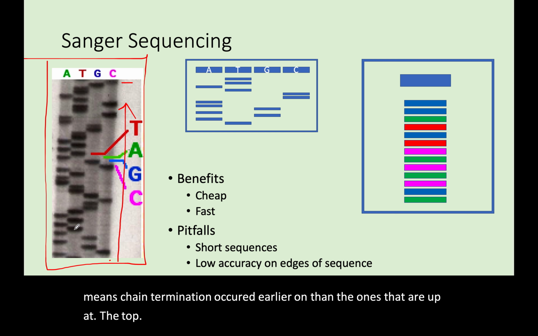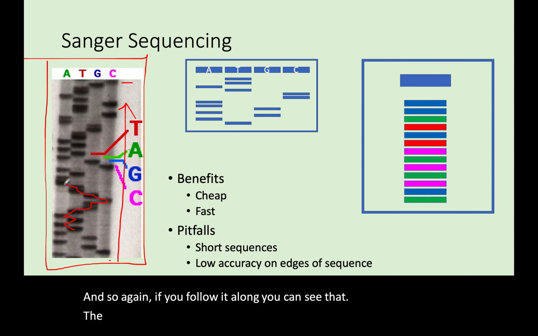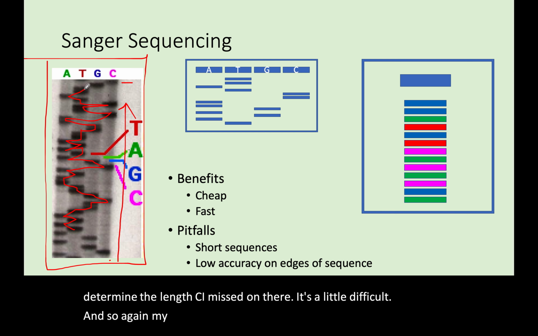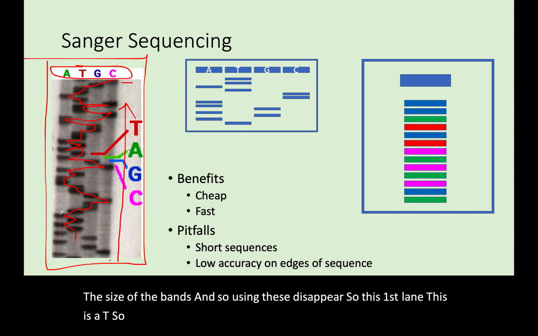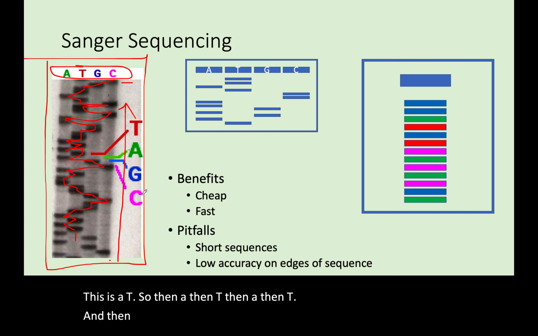And so again, if you follow it along, you sort of have to follow a zigzag pattern to determine the length. Oops, see, I missed one there. It's a little difficult. My cursor is just following the size of the bands. So using this first lane, this is a T, then A, then T, then A, then T, and then G, G, C, G, T, T, etc., to determine the actual sequence.